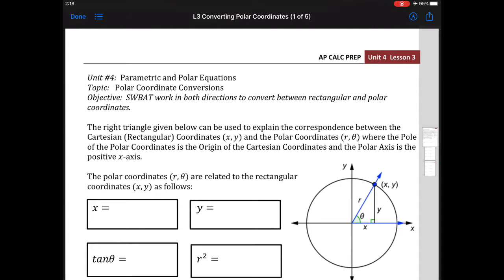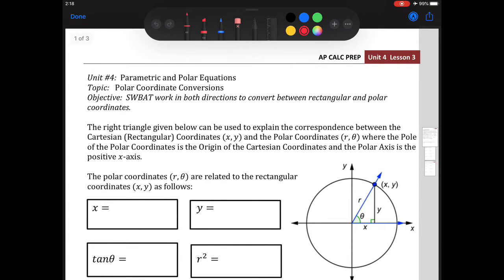I'll just reiterate what we just said: the origin is called the pole, and your polar axis is your x-axis. So this is your polar axis. These are the two things we're discussing here. Your polar coordinate is written as r, theta, and your rectangular or Cartesian coordinates are x, y.